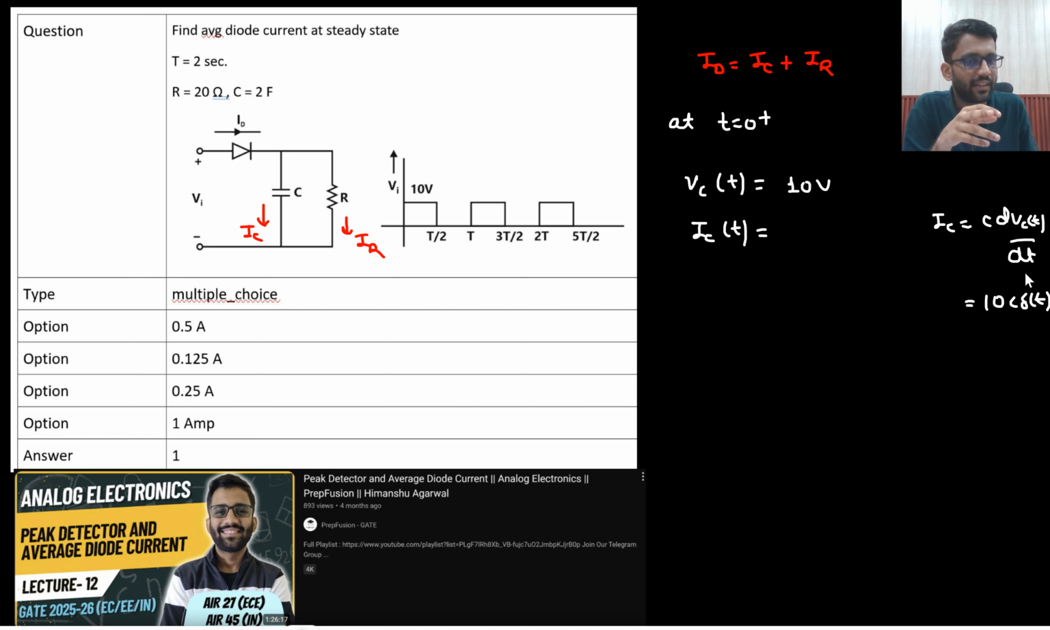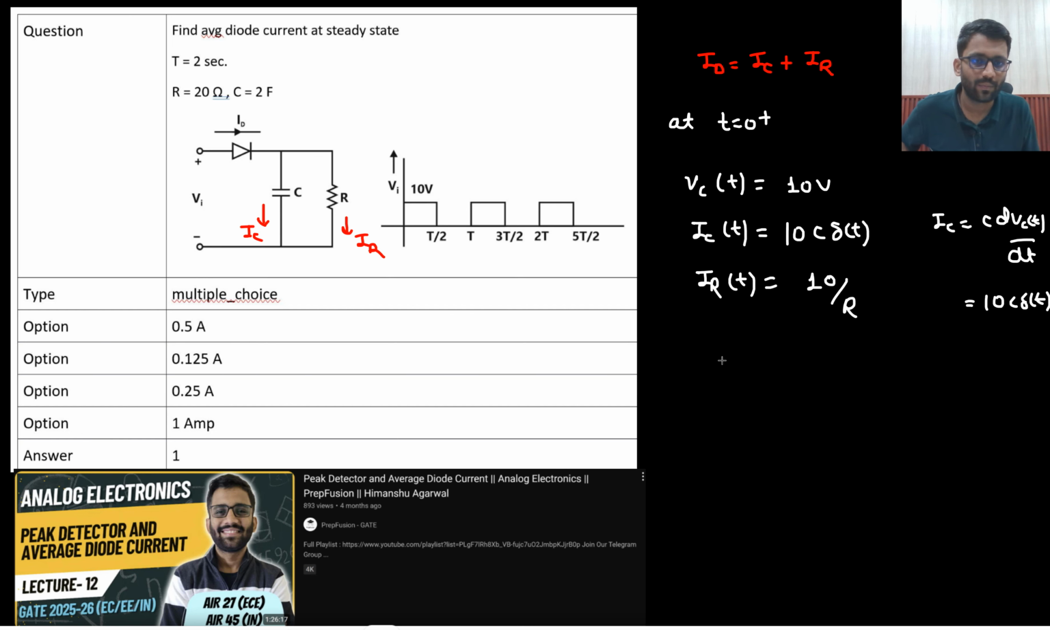C dVc by dt, time is 0. That means impulsive change is there. And how much voltage change is there? 10. So current would be 10 C delta t. And what would be the resistor current? Because 10 volt is there across the capacitor and the same voltage is there across the resistor as well. So what would be the resistor current? That would be 10 by R.